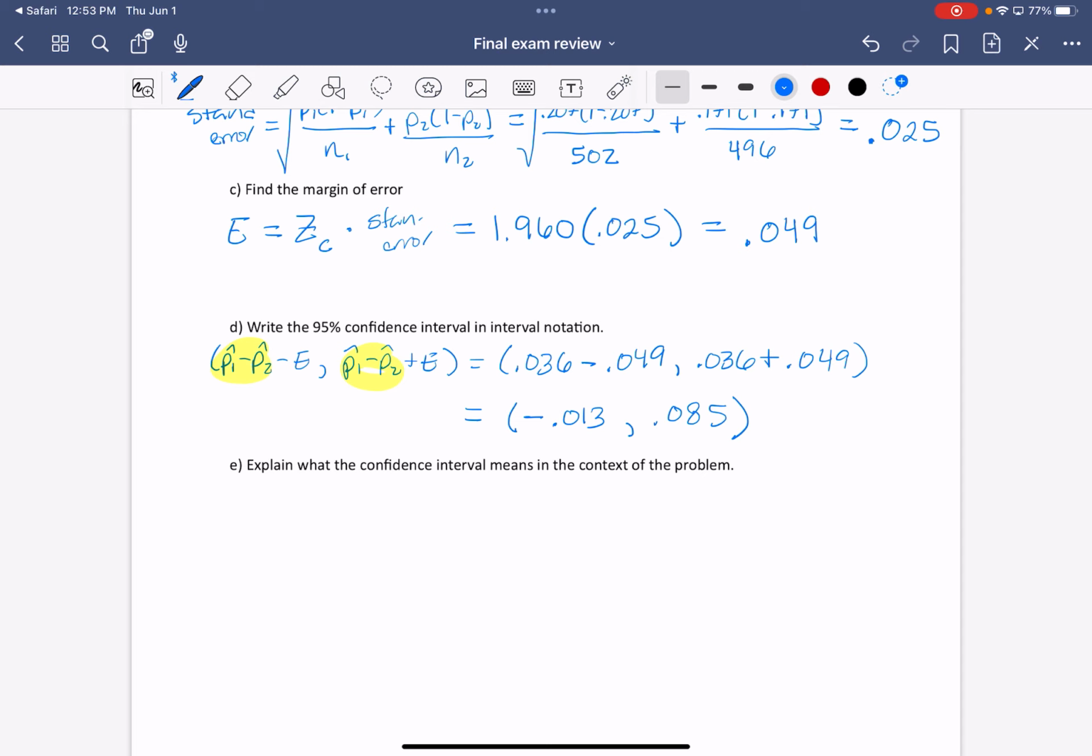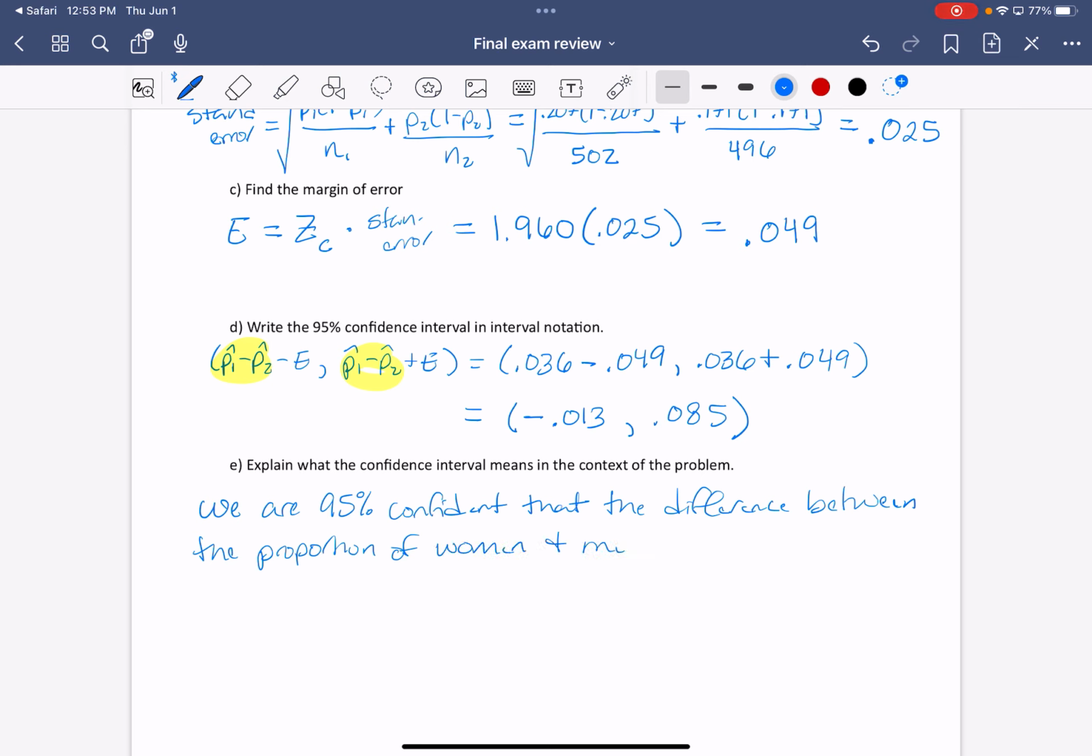Lastly, explain the confidence interval in the context of the problem. We are 95% confident that the difference between the proportion of women and men who are worried their pet would need vet care soon is between, and then convert those values to percentages, negative 1.3% and 8.5%.